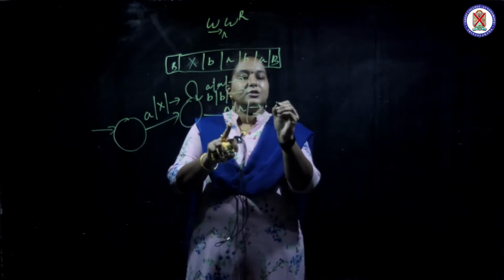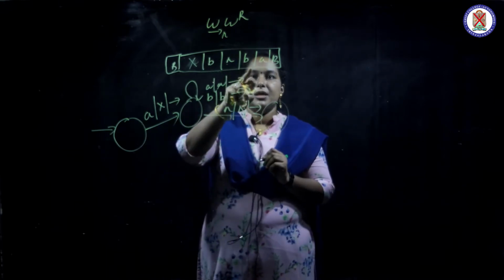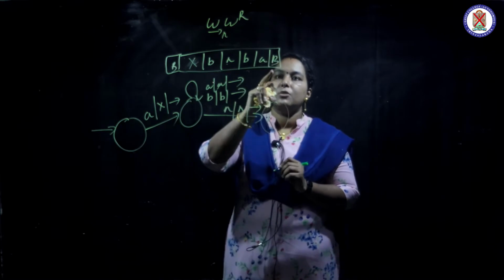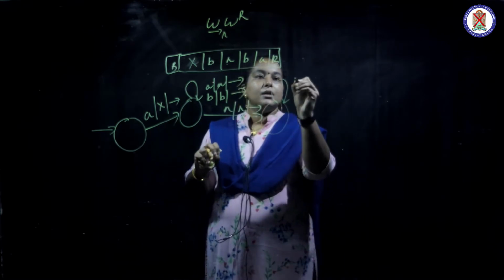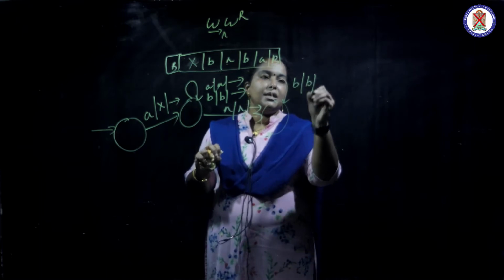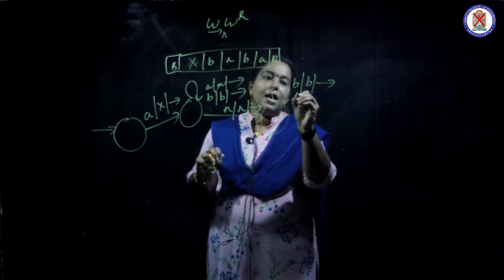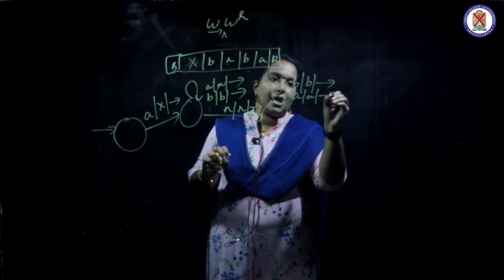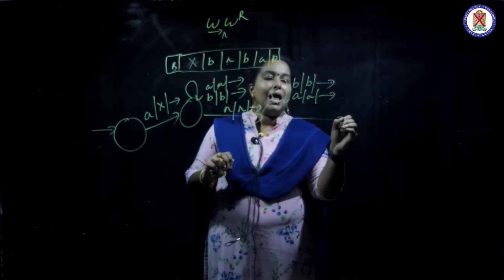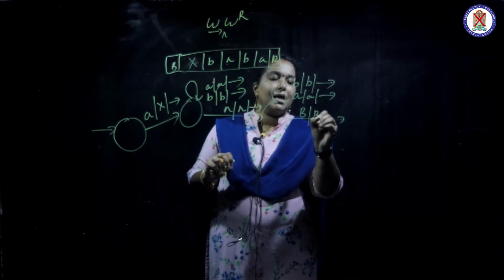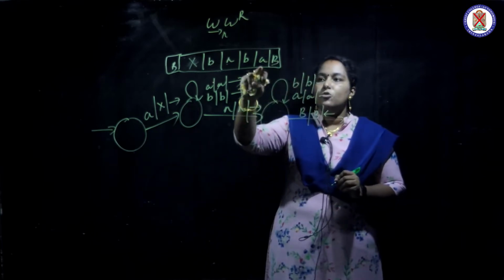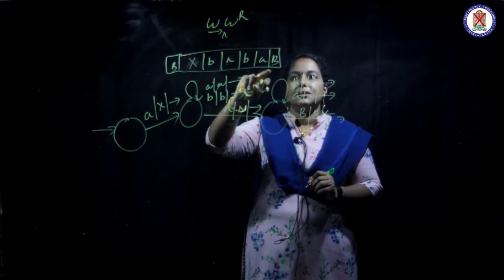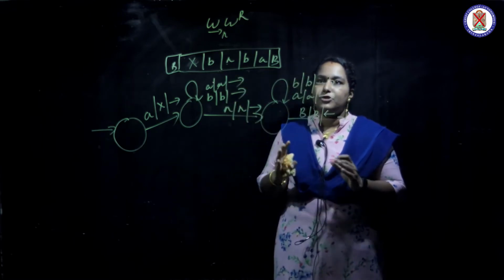And after null, what all things come? B comes, A comes, and you have to reach up to where? Blank. So we must bypass that also. So B comes, I make it as B and move forward. A comes, I make it as A and move forward. And when blank comes, I make it as blank and move backward. When I move backward, I must get the first A after B.